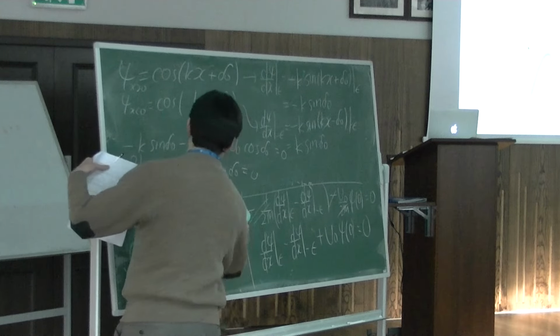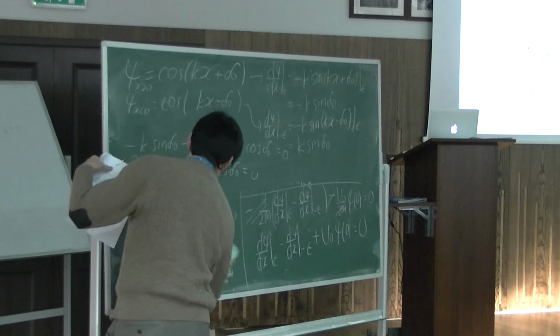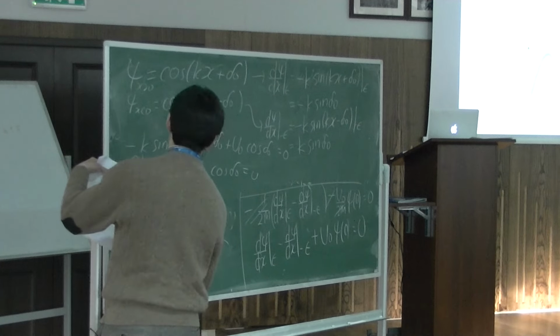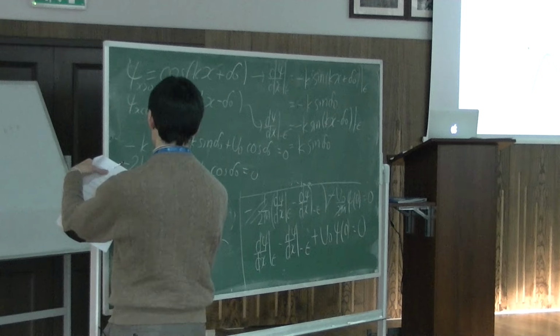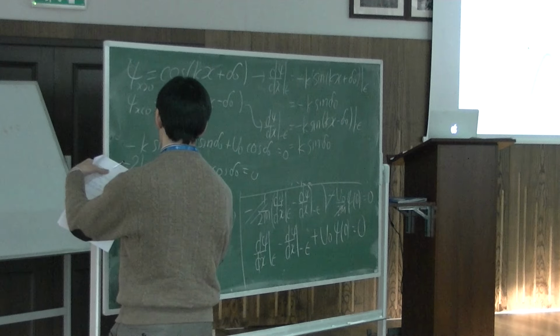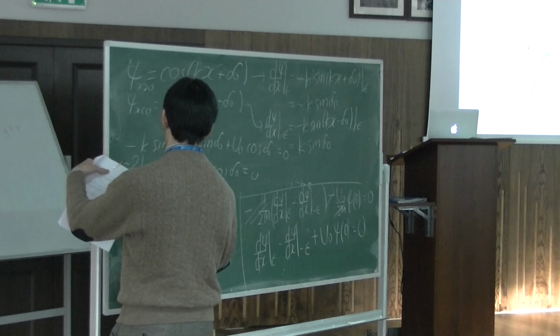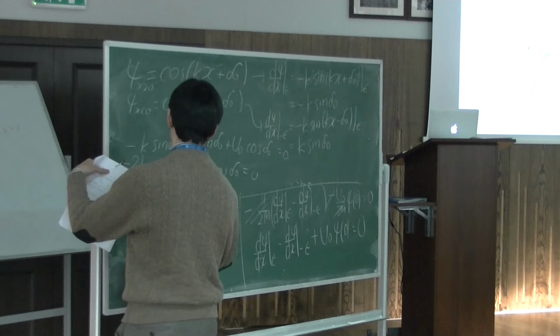So you find immediately that tangent delta 0 is u0 divided by 2k.